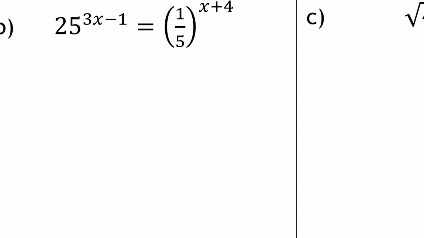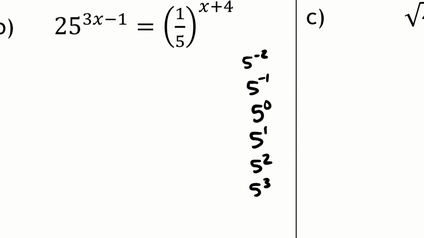Something that I discussed in class was sometimes it's beneficial to just write down a few samples of powers of 5. So I can start with 5 to the 0 power, 5 to the first, 5 to the second, 5 to the third. And if I was going backwards, I could write 5 to the -1, 5 to the -2. Anything raised to the 0 power is the number 1. So this is 1.